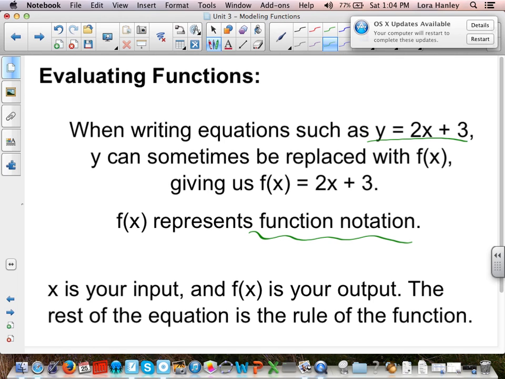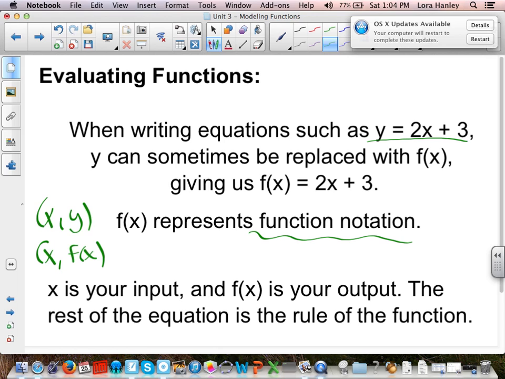So let's look at this function. f of x is equal to 2x plus 3. Every x we put in, like I said, is our input. Every value we take out is our output, and that's our y value or our f of x value. That means every time we have an input and an output, it creates a point that is x, y, or x and f of x.